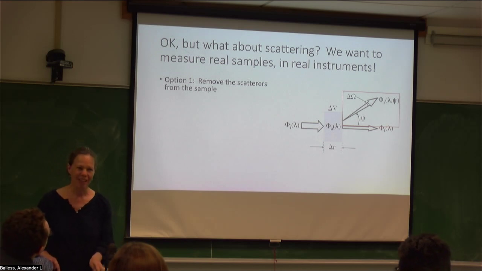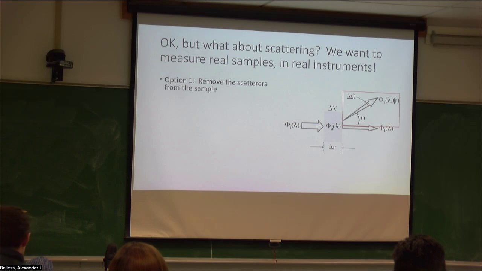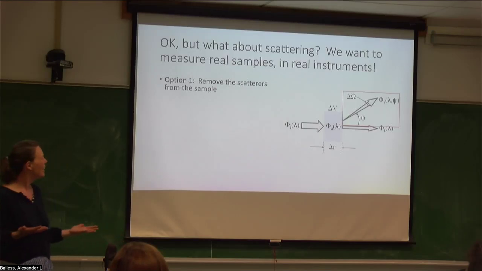Okay. I did this thing where I said we're just going to ignore scattering. You can't actually do that. We're going to measure real samples with real instruments, and there might be some scattering, and we have to figure out how to deal with it. Option 1 to deal with this is to remove the scatterers from the sample, and that is in fact what we're going to do this afternoon. Alexander has, or shortly will, filtered the samples, and then there will not be anything scattering, we hope, in them.